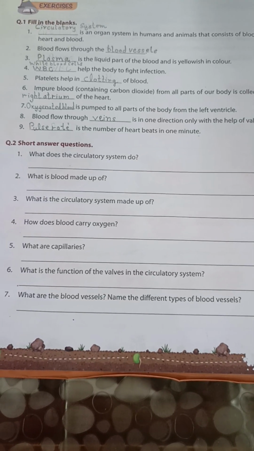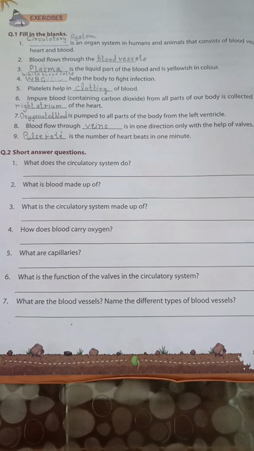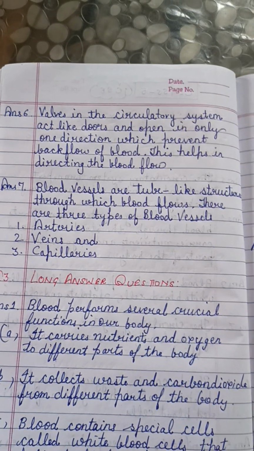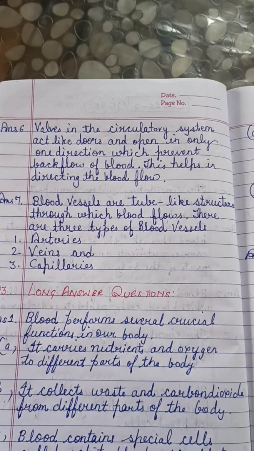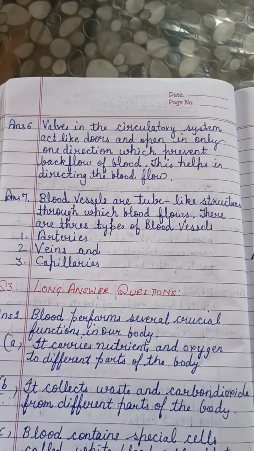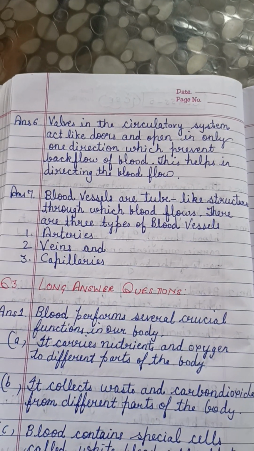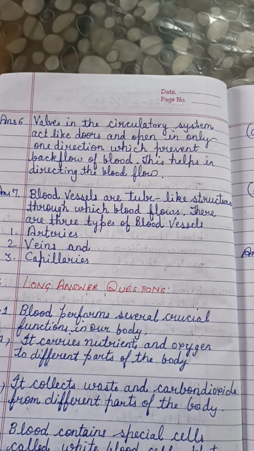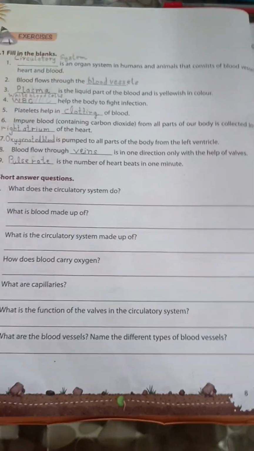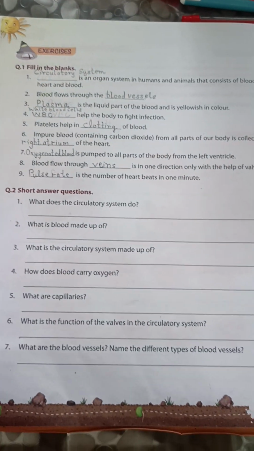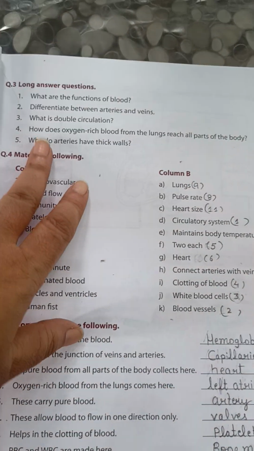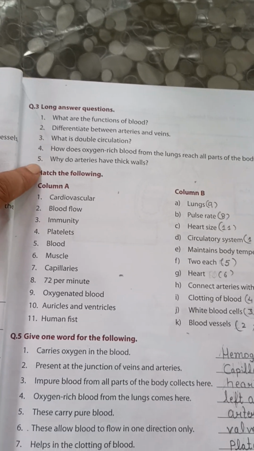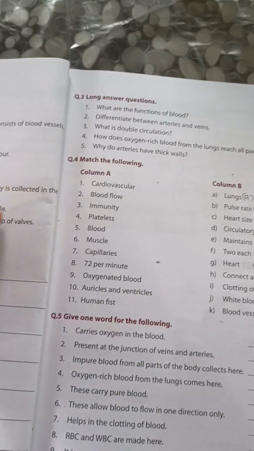The last question, what are the blood vessels? Name the different type of blood vessels. So the answer is blood vessels are tube-like structures through which blood flows. There are 3 types of blood vessels. Number 1, arteries, number 2, veins, and number 3, capillaries. Okay, so with this we end up with the short answer questions, and in my next video I'll be sharing with you the long answer questions, that is question number 3, 1, 2, 3, 4, 5 questions that I'll be sharing in my next video.